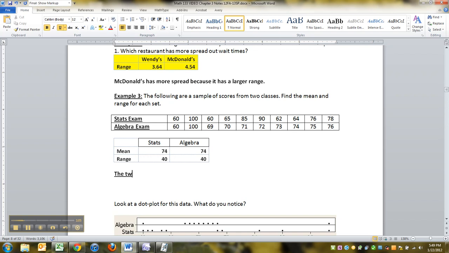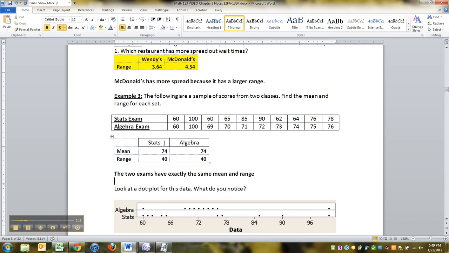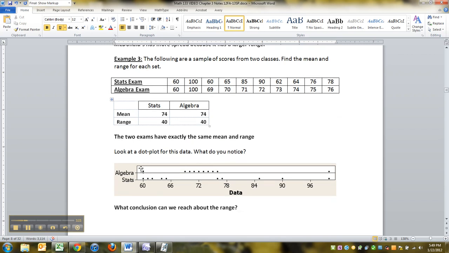The two exams have exactly the same mean and range. That's what we noticed, right? But look at the dot plot, which I did right down here. The two exams are not the same. Look, algebra is much more packed together, look at that, than stats.